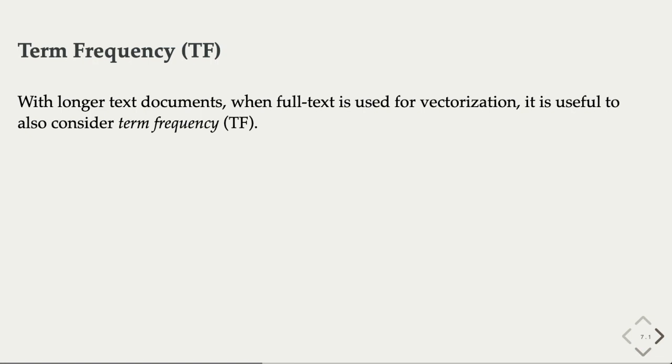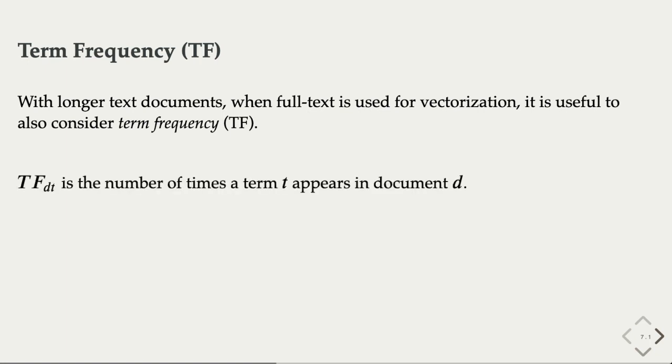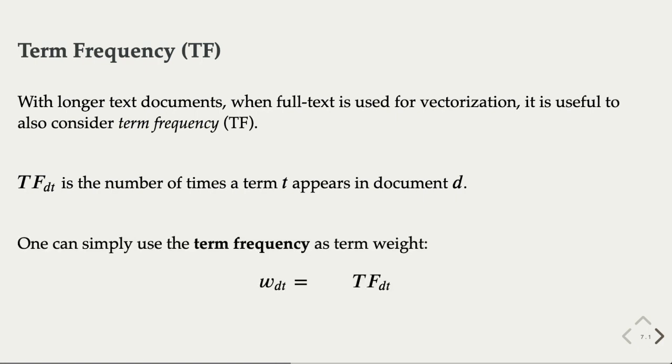With longer documents, when full text is used for vectorization, it is also useful to consider term frequency, or TF. TF of D, T is basically the number of times a term T appears in document D. So this is a simple count of the number of times a term appears in the document. And we can simply use the term frequency as a term weight. So instead of using 0 and 1, we may use 3 or 100, depending on how many times a term appears in that particular document.